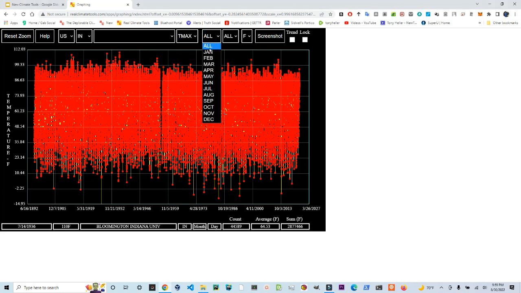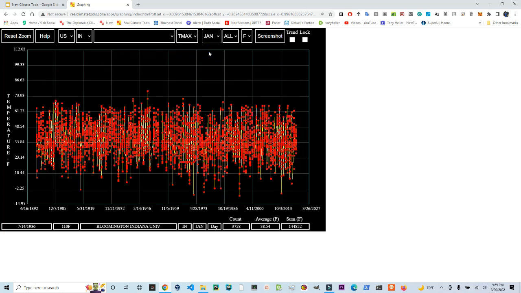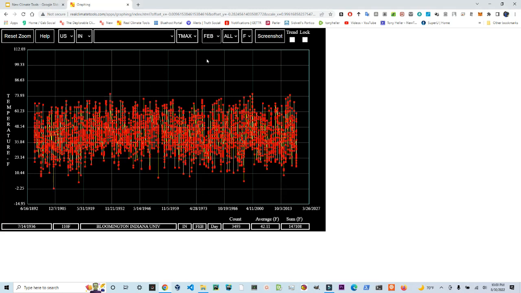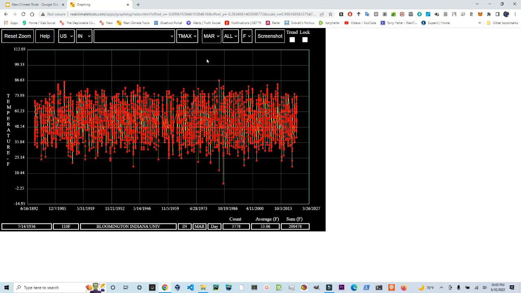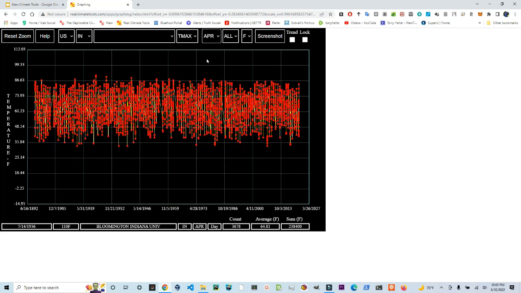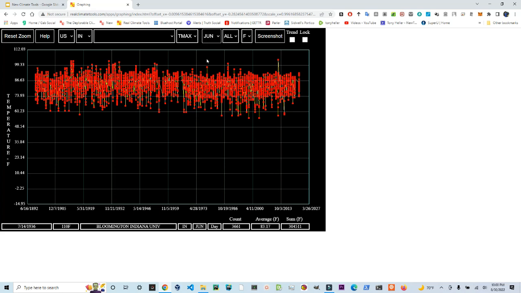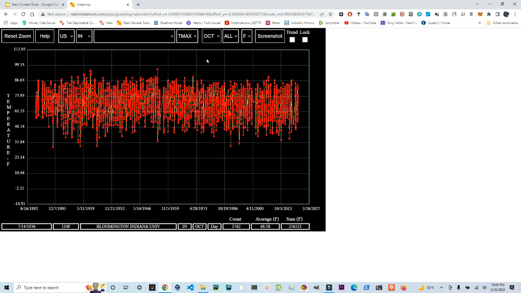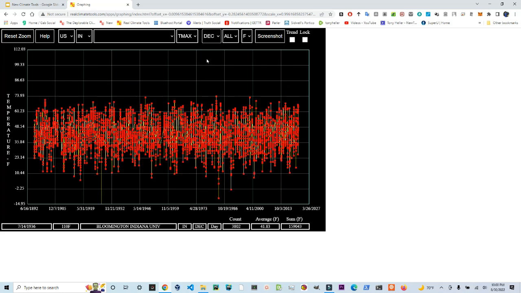Let's look at individual months now. First, we'll look at January. The warmest January day in Bloomington was January 25, 1950, when they reached an incredible 78 degrees. Now let's look at the other months. Here's the data for February, March, April, May, June, July, August, September, October, November, December.